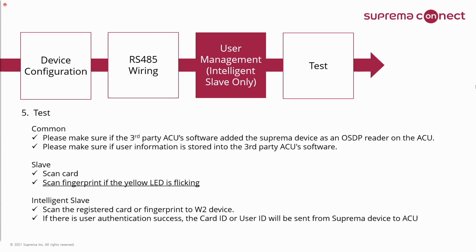Now, all the setup process is over. Please make sure the third-party access control panel has the user information, and then check the operation of the access control panel through the card or fingerprint input on the Suprema device. That's all for the webinar we prepared. Lastly, let's look at frequently asked questions and answers.